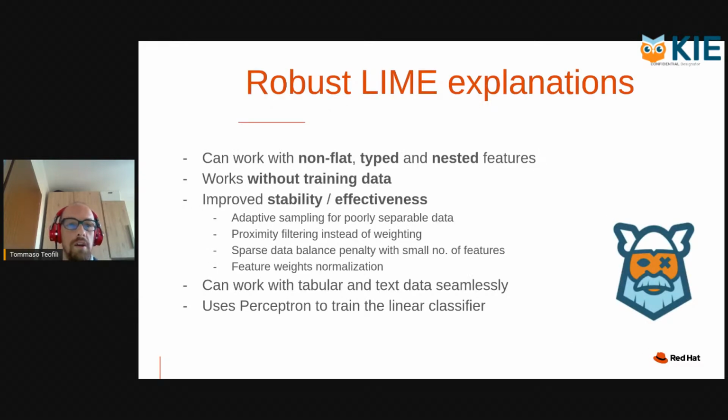So in the TrustyAI initiative, we tried to address all these limitations and also to make a few more improvements to how Lime works in order to have an implementation that can work with non-flat, typed, and nested features, which is, hierarchical data is very common in the case of decision services. And of course, another important aspect is being able to work without training data. And of course, we wanted to avoid all those pitfalls with stability. And we want our explanations to be effective.